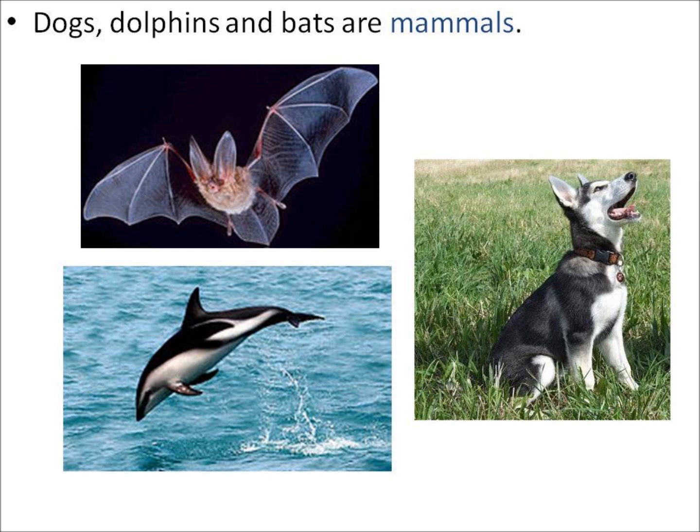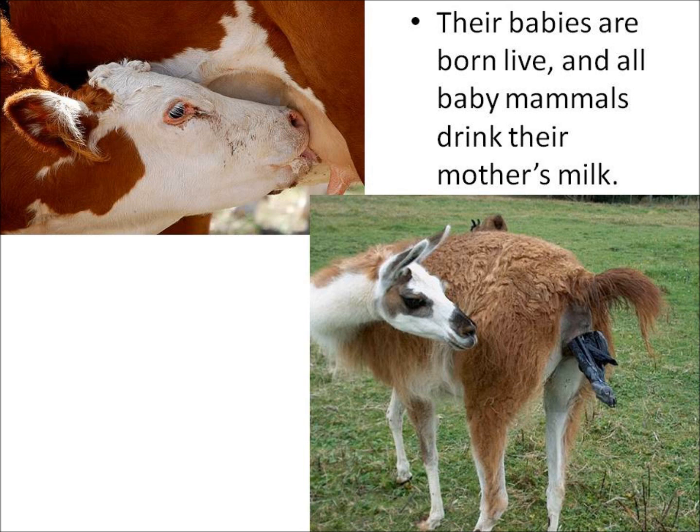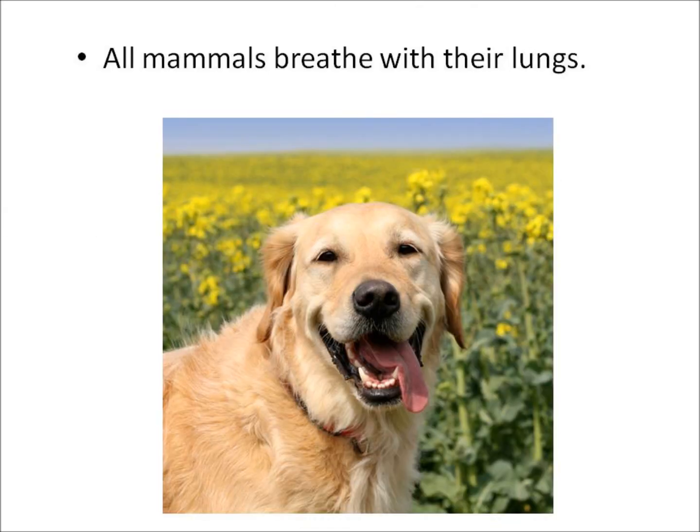Dogs, dolphins, and bats are mammals. Most mammals have 4 legs. Their babies are born live, and all baby mammals drink their mother's milk. All mammals breathe with their lungs.